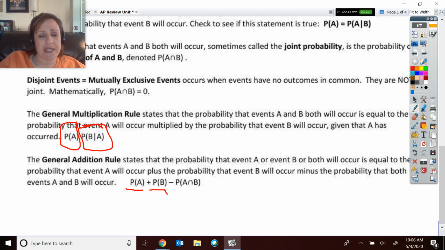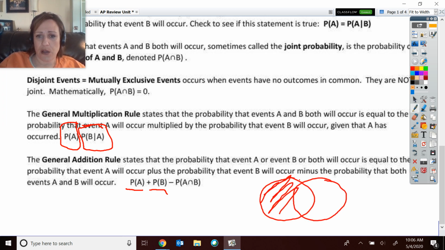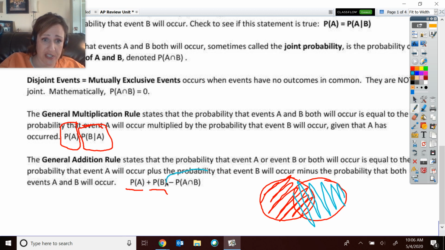Probability of A plus probability of B. So you add all the A plus all the B. But let's think about this in terms of a Venn diagram. If we added all of the A probability plus all of this B probability, then we have something in the middle that got double counted. That intersection got double counted, so we have to take away that double counted part.